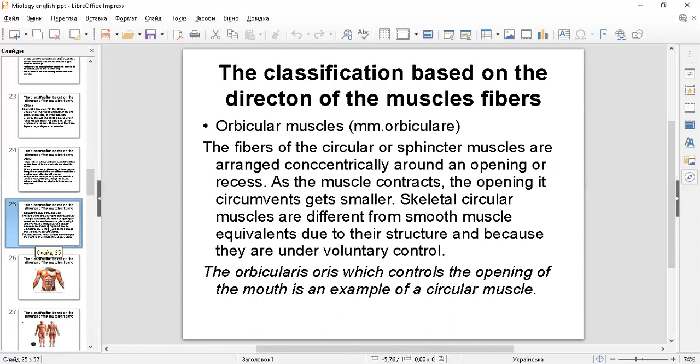Orbicular muscles. The fibers of the circular or sphincter muscles are arranged concentrically around an opening or orifice. As a muscle contracts, the opening it surrounds gets smaller.